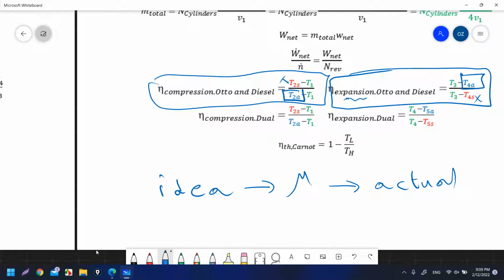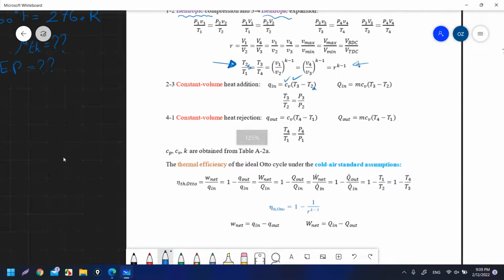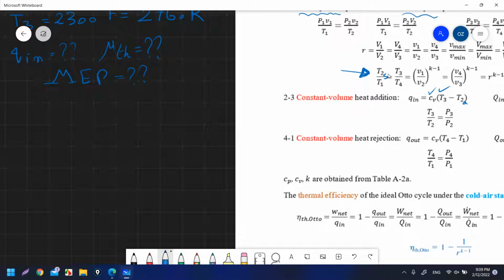Okay, that is the way we will use, inshallah. So let's solve using the isentropic relation to find T2S.